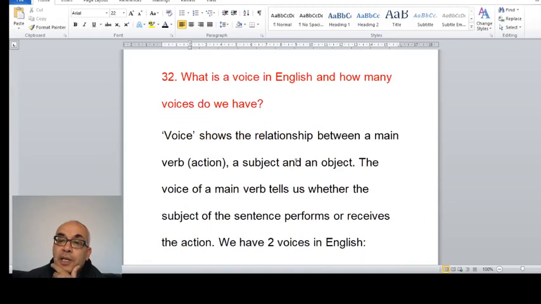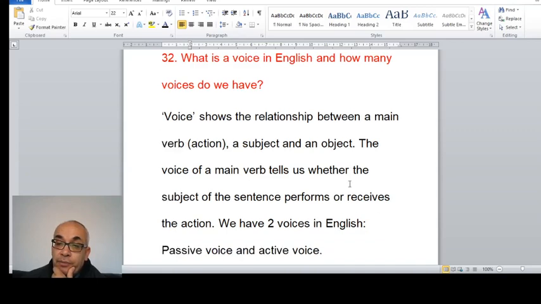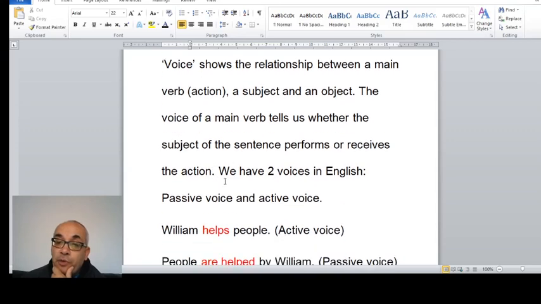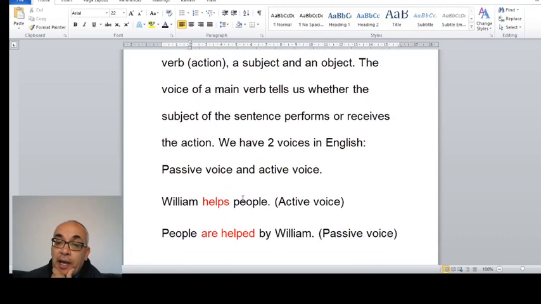What is a voice in English, and how many voices do we have? Voice shows the relationship between a main verb, which is the action, a subject and an object. The voice of a main verb tells us whether the subject of the sentence performs or receives the action. So we have two voices in English, passive voice and active voice.